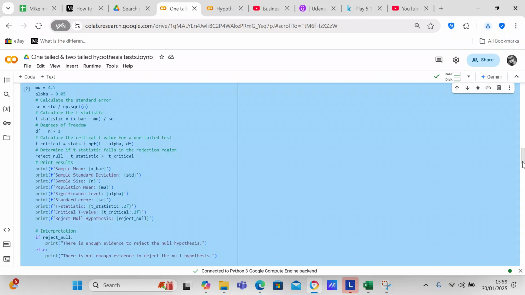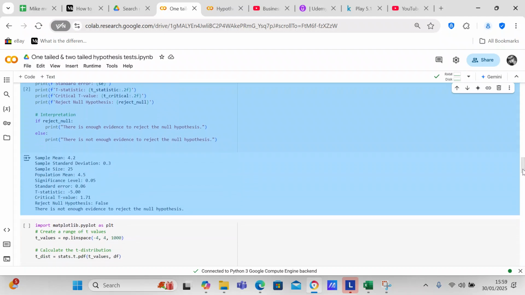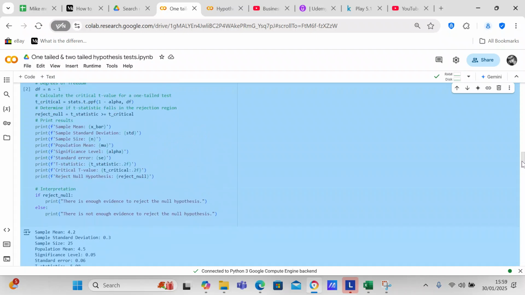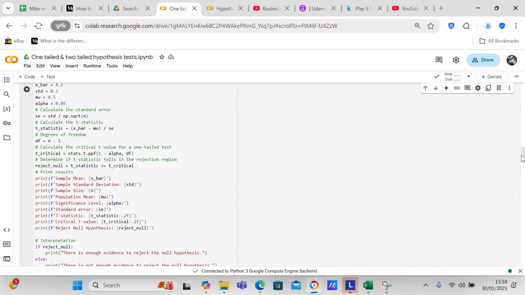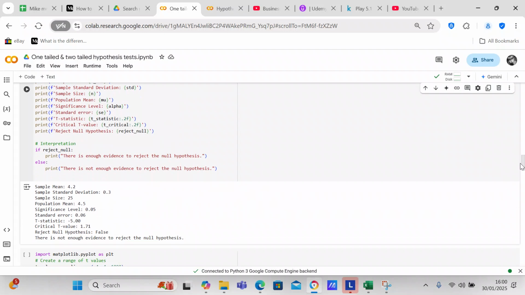And then so we've got reject null is false. That means we cannot reject it. And then we interpret that. If reject null is true, then you print there is enough evidence to reject the null hypothesis. If reject null is false, you print there is not enough evidence to reject the null hypothesis. And it's false, so we print there is not enough evidence to reject the null hypothesis.